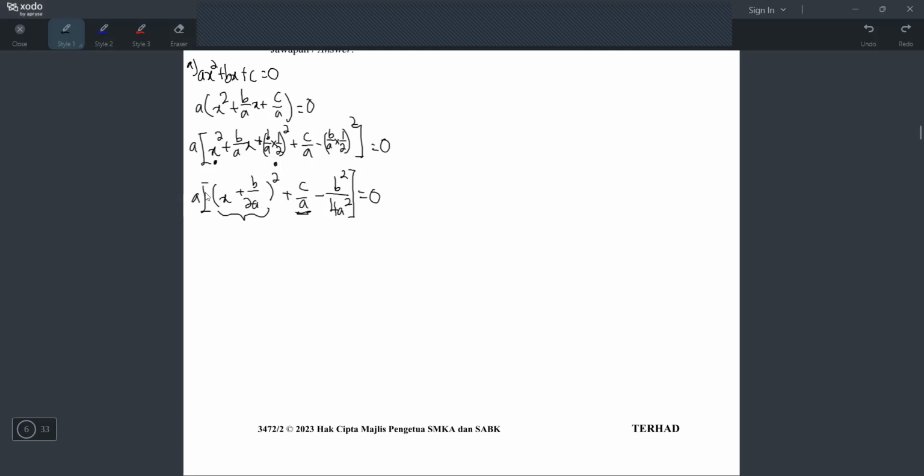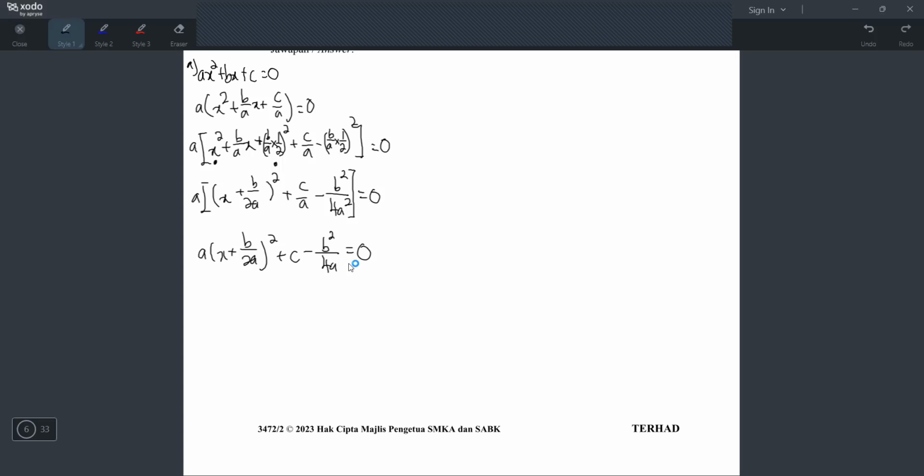So let's take the first thing here and multiply it with A. What happens when I multiply A with this one? You will end up with A bracket x plus B over 2A squared, right? The A cannot go inside the bracket because this bracket has a square. So the only way to multiply A is to write the A outside like this. And then plus C over A also has to be times A, which ends up with C. And this one, what happens when you times A? I think it's B squared over 4A, because when you times A, the A and the A squared will cancel and become 1, right? And then equals 0. Okay, so far so good.